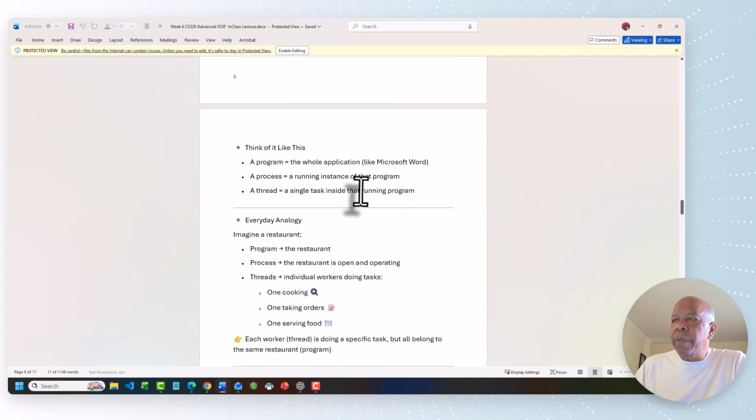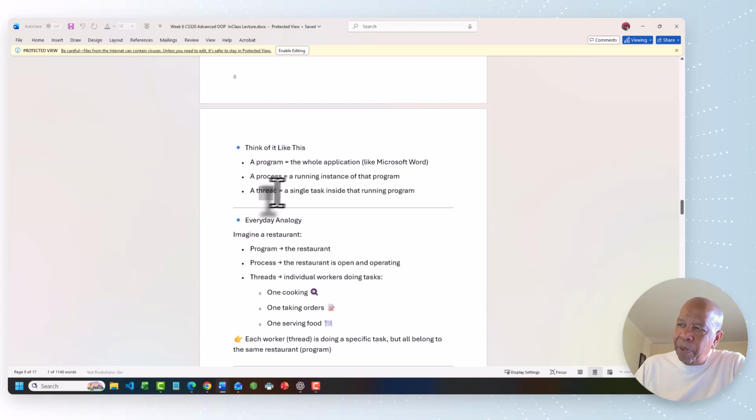One way you can think about it: a program is a whole application. Think of Microsoft Word. A process is a running instance of that Microsoft Word. A thread is a single task inside that running program. So inside Microsoft Word, the thread is a single task that I'm executing. That's why we say the thread is the smallest unit, because we're breaking up the various tasks that we need to do into several simple actions versus running the whole program.